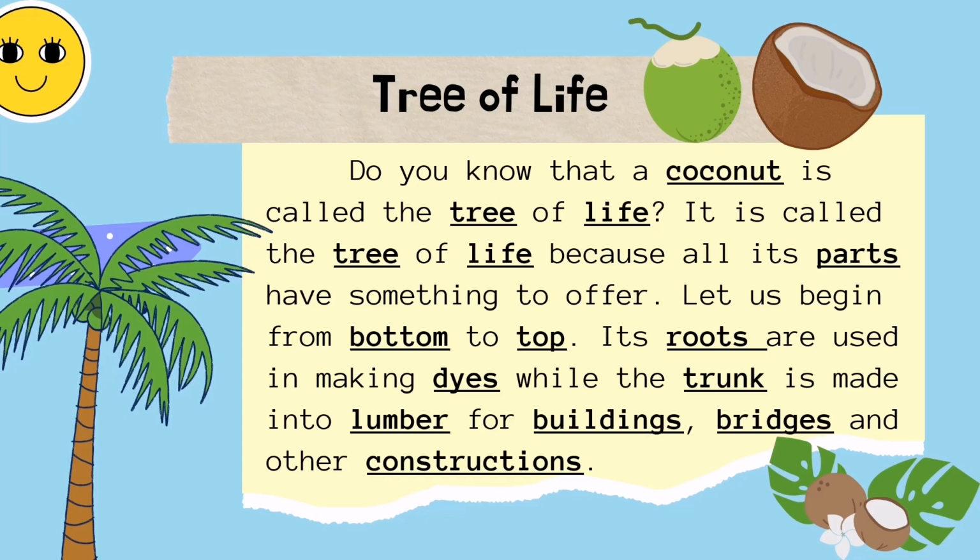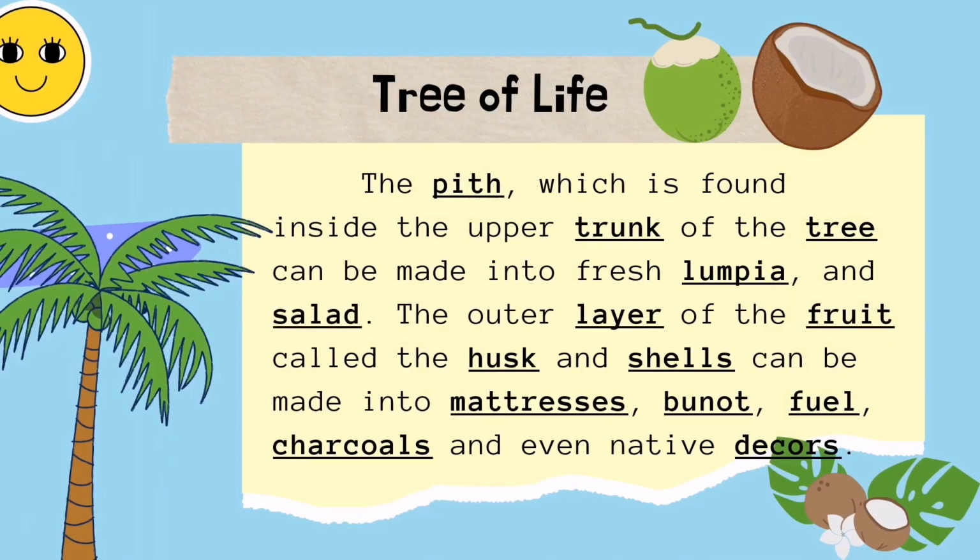Do you know that a coconut is called the tree of life? It is called the tree of life because all its parts have something to offer. Let us begin from the bottom to top. Its roots are used in making dyes, while the trunk is made into lumber for buildings, bridges, and other constructions. The pith, which is found inside the upper trunk of the tree, can be made into fresh lumpia and salad.